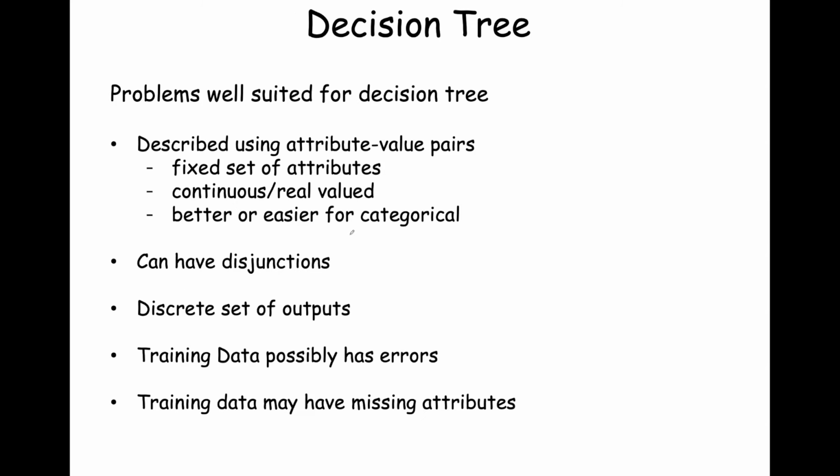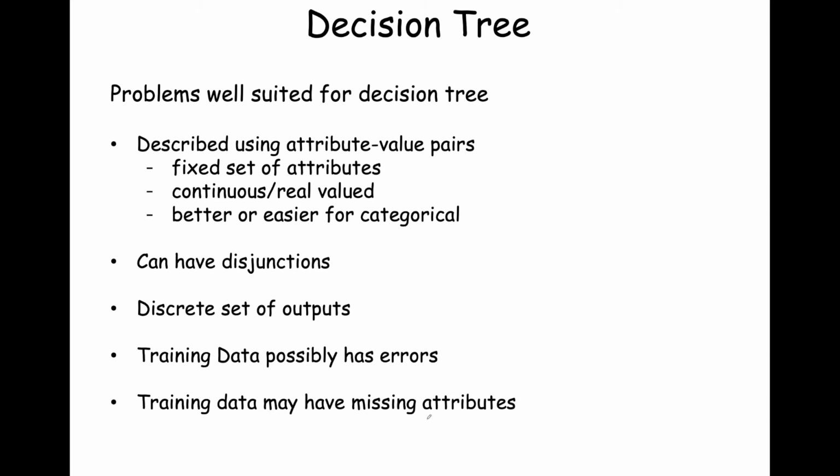So then this decision tree model is well suited for certain types of problems. One is a problem described using attribute value pairs, certainly because we test attributes, where we have a fixed set of attributes.